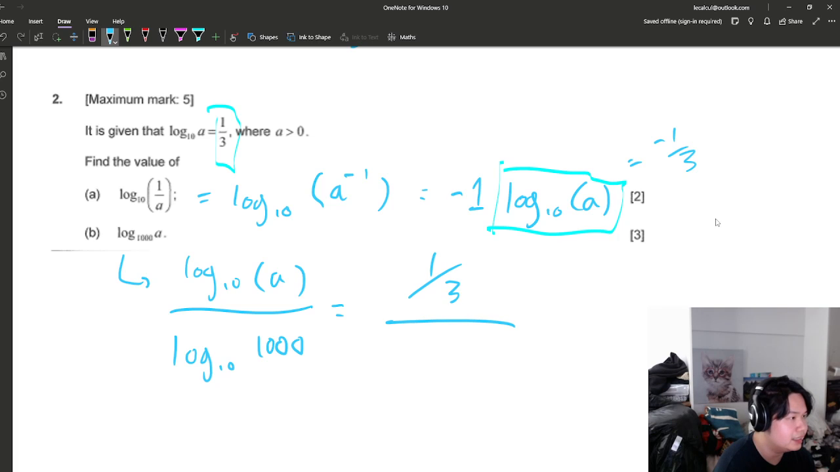So we know that that's 1/3. And then at the bottom, we know that this is 3. 10 to the power 3 is 1,000. So from here, 1/3 divided by 3 is 1/9.